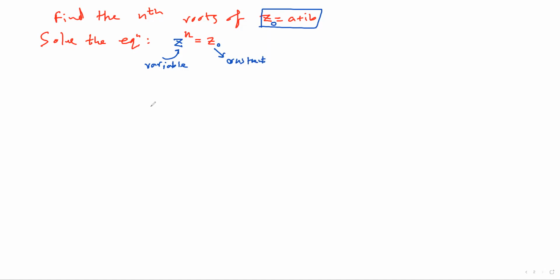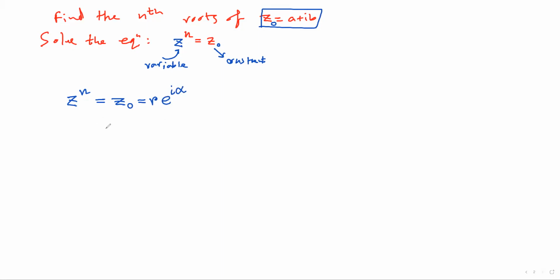How do we solve such problems? That's our main discussion topic in today's lecture. So z to the power n is z naught. Now, say for example, z naught, when converted into the polar form, looks like this: r e to the power i alpha.